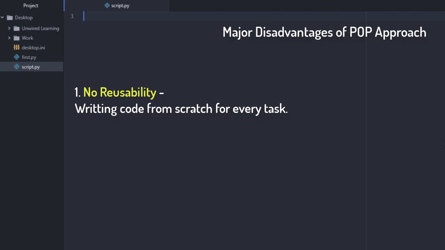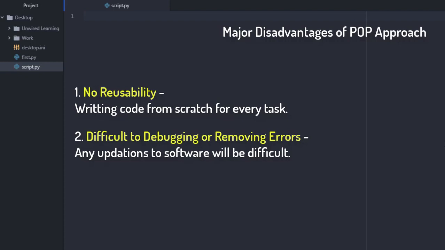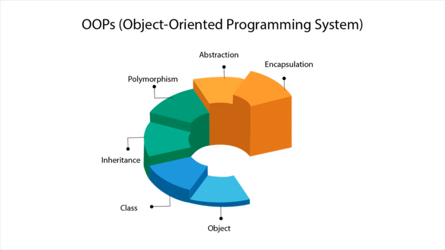Hence, whenever we work on some big software, maybe 10,000 or 20,000 or 1 lakh lines of code, it takes a lot of effort to check for bugs and debug our software, and in future if we want to add more features, it is going to be complicated. So this was one of the main reasons why people don't follow the POP approach. Now before ending this lecture, let us talk about some features of OOPS, that is Object Oriented Programming System.